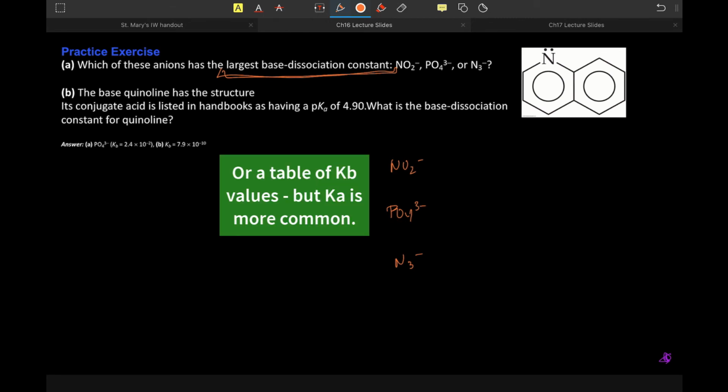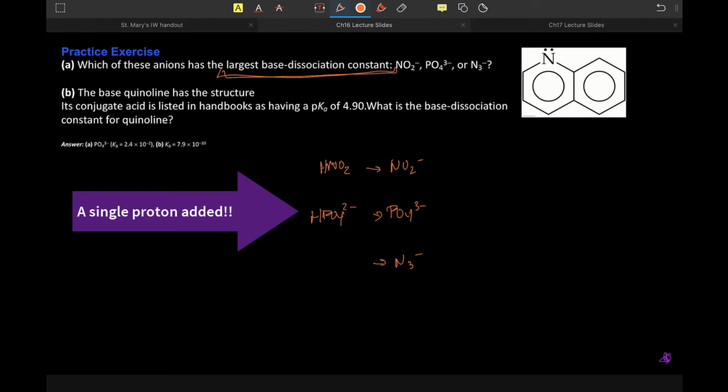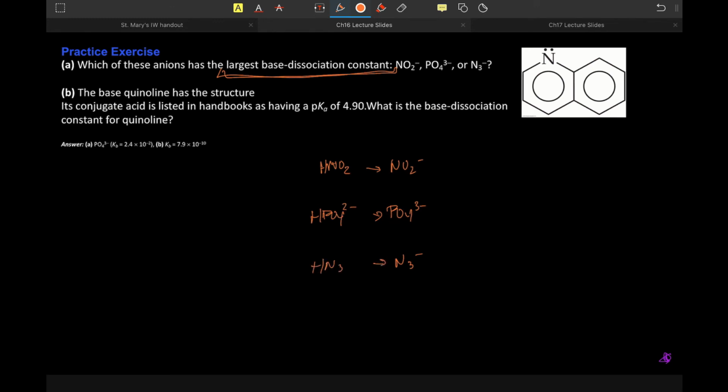Here, we're not going to solve any problems, but we're going to make sure we understand the relationship between Ka and Kb. I would like to know which of these anions has the largest Kb. I have NO2- as an option, I have PO4 3-, and I have N3-, the azide ion. If I want to know which has the largest Kb, what do I need to know? I need to know the respective Ka of the acid from which they came. NO2- is the product of what? The acid from which it came would be HNO2. The acid for this one would be HPO4 2-, and this would have come from HN3.